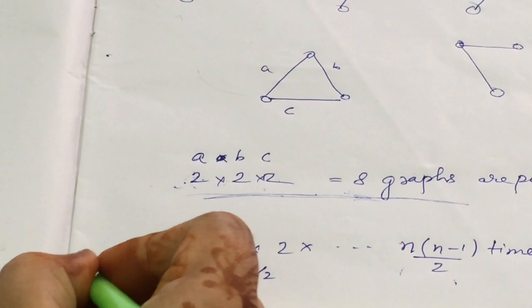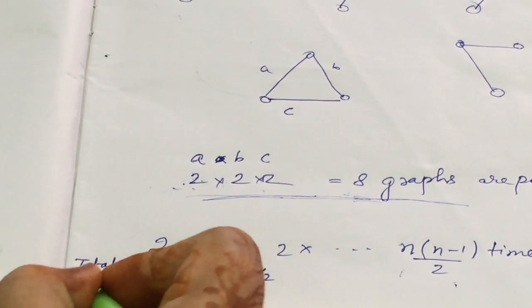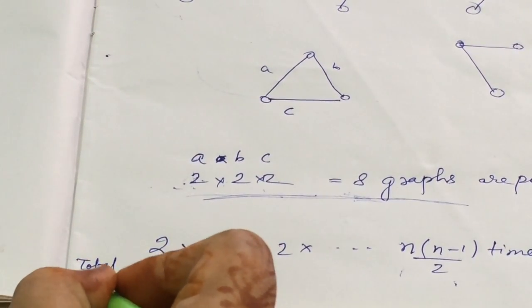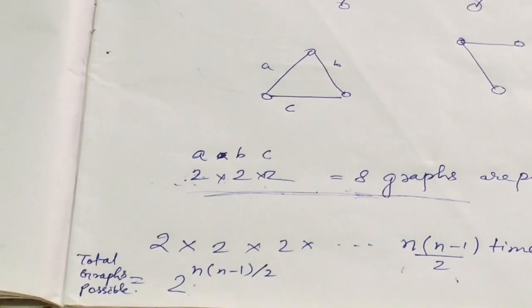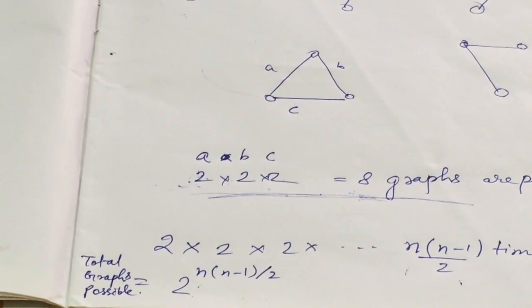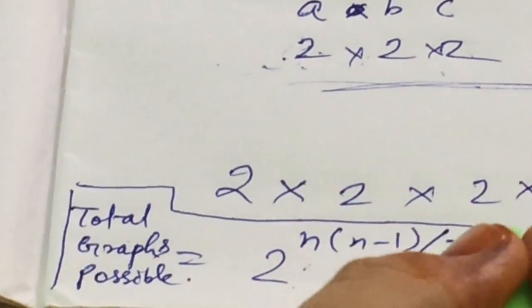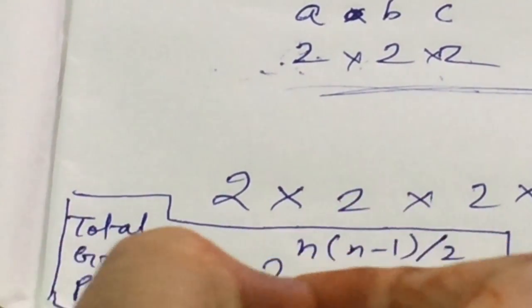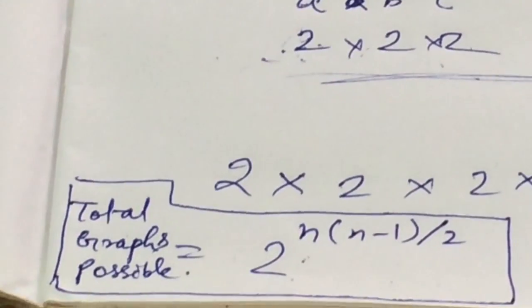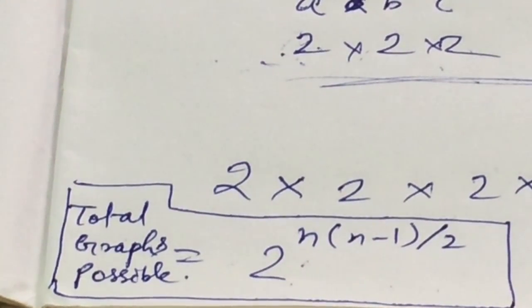Total graphs possible: 2 to the power of n into n minus 1 by 2.